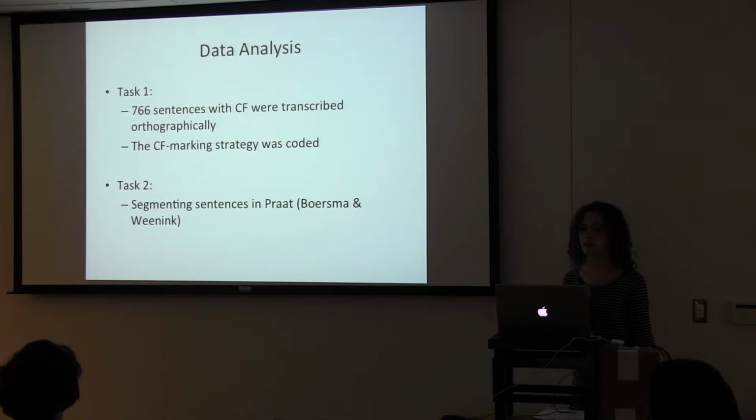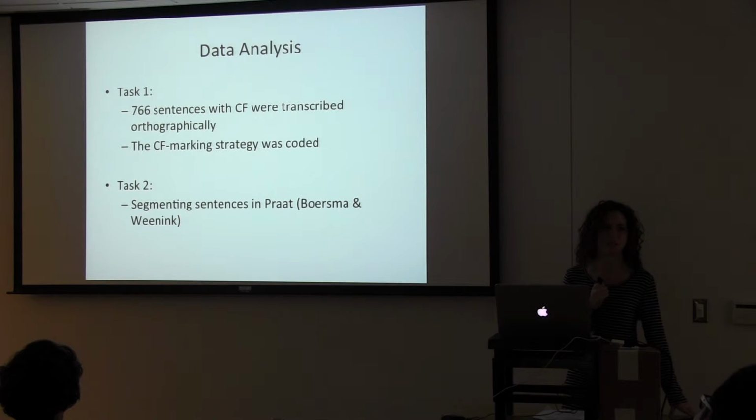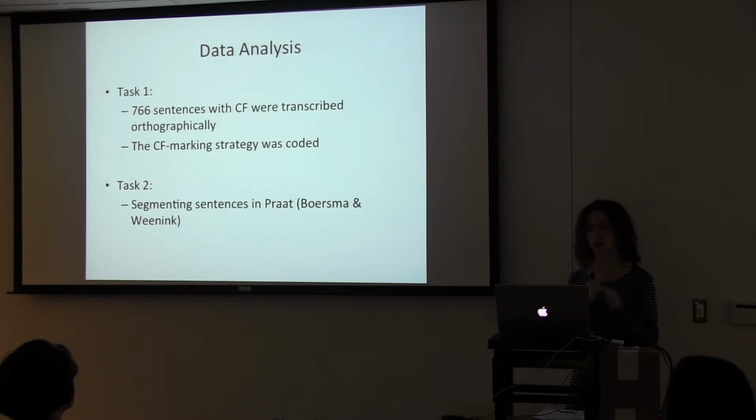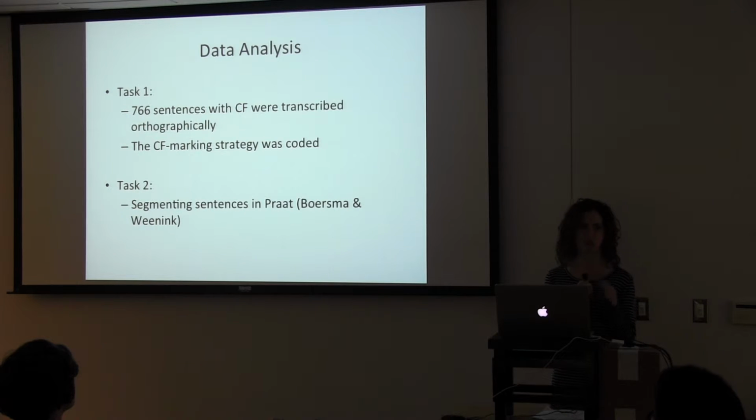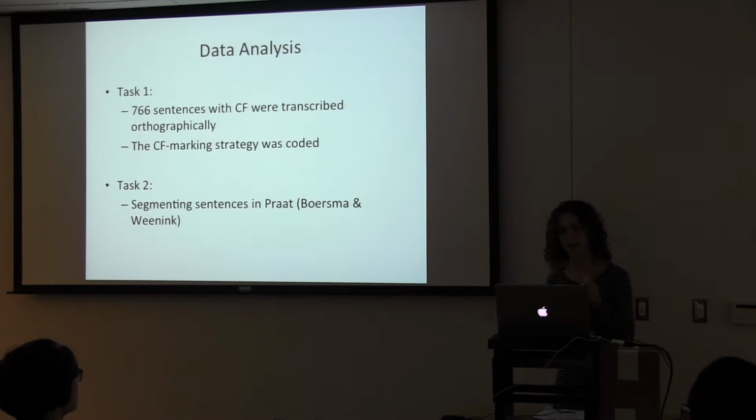In the data analysis for task 1, there were 766 sentences that I transcribed orthographically. For each one, I marked what strategy they used to mark contrastive focus. For example, they could use prosody, which is just saying the cat chased the pig. Or they could do clefting, which follows the structure of it was the cat who chased the pig, or the pig was chased by the cat. Clefting is basically a focus marking strategy for syntax.